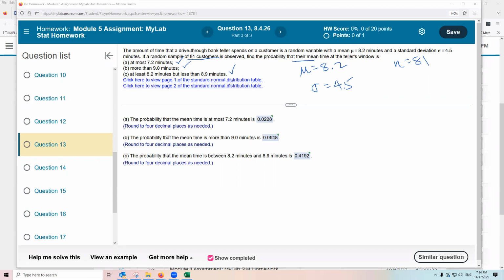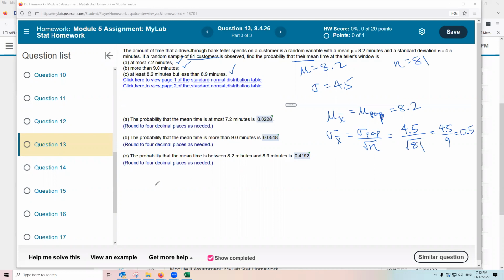Well, the first thing I'm going to do here is find the mean of the sampling distribution. So if I want to know the mean of the sampling distribution for X bar, it's the same as the population mean. So that's 8.2. What about the standard deviation of the X bars? Well, that's the population standard deviation divided by the square root of the sample size. In our example, the population standard deviation is 4.5. The sample size is 81. So this is 4.5 over 9, which is 0.5.